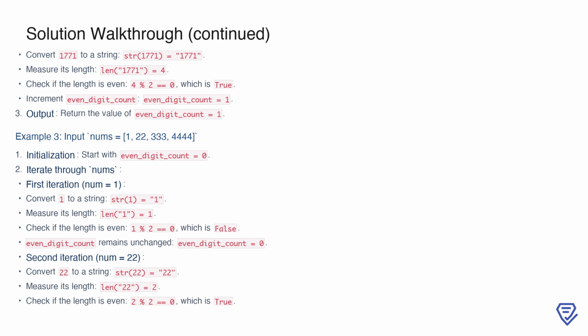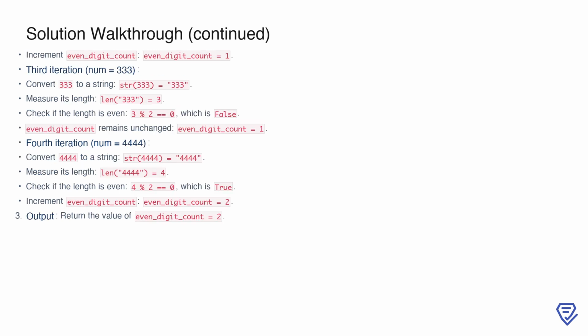Now, let's work through one more example to reinforce the solution approach. For the input array nums equals [1, 22, 333, 4444], we initialize even_digit_count to 0 once again. In the first iteration, the number is 1. Converting it to a string gives "1", and its length is 1. Since 1 is not even, even_digit_count remains 0.